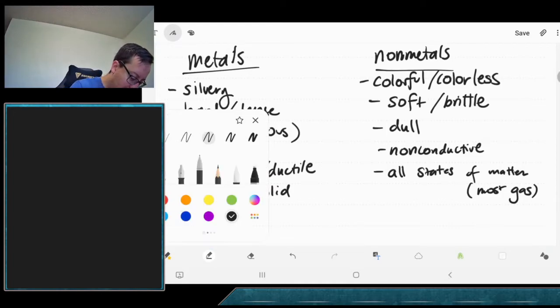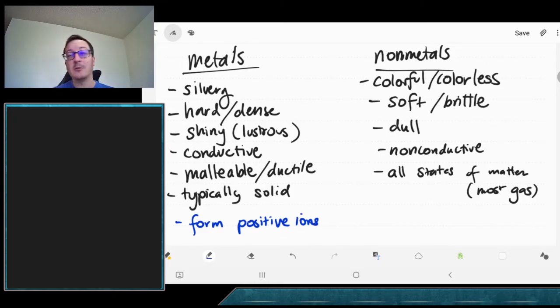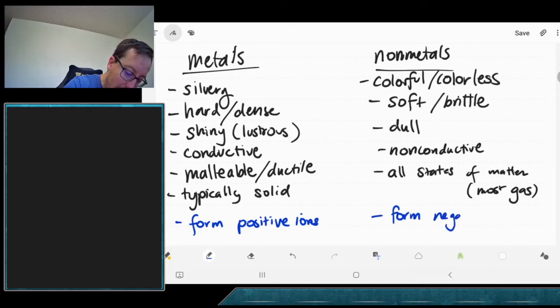We're going to see later on that most metals will form positive ions. I'm using this in a different color because now we're talking about chemical properties. And we're going to see later on that most nonmetals will form negative ions. Remember, ions are charged atoms, so they will gain or lose electrons to change their charge. We're going to see often metals will form positive ions and nonmetals will form negative ones. But that's going to come a little bit after with this. All right?